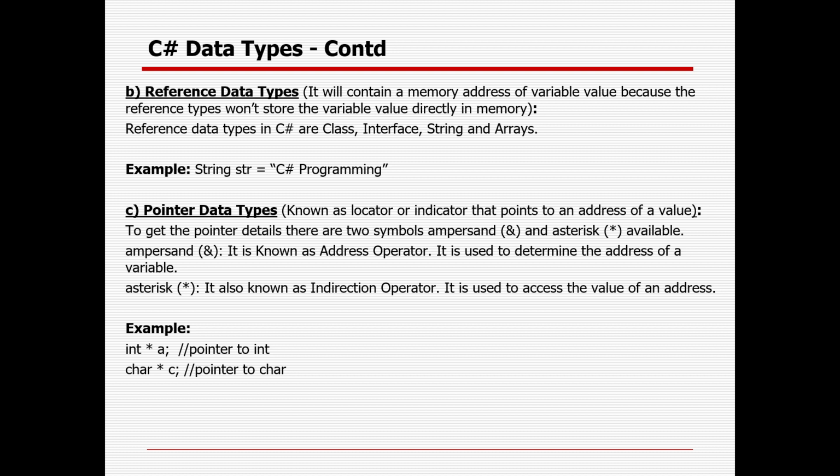The last one is the pointer data type, which is known as a locator or indicator that points to the address of a value. To get pointer details, there are two symbols available, ampersand and asterisk. Ampersand is also known as the address operator, used to determine the address of a variable, whereas asterisk is also known as the indirection operator, used to access the value at an address. That is the way you can define pointer data, like int* a and int& c, char* c. So int* a is a pointer to an integer, whereas char* c is a pointer to a character.